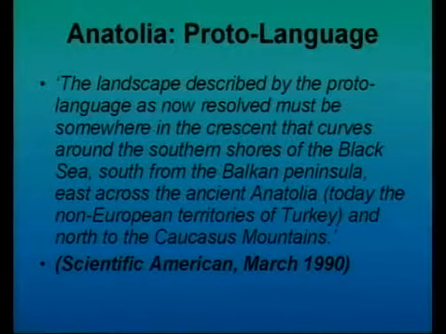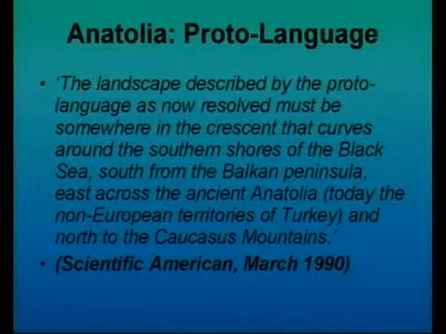It says, the landscape described by the proto-language, as now resolved, must be somewhere in the crescent that curves around the southern shores of the Black Sea, south from the Balkan Peninsula, east across ancient Anatolia, today the non-European territories of Turkey, and north to the Caucasus Mountains. So again, confirming the general biblical picture we do have of Genesis.